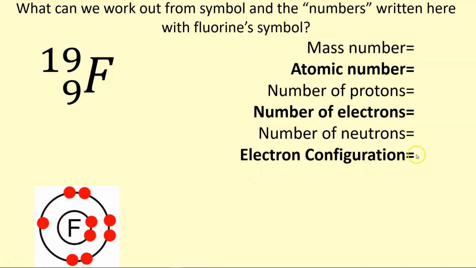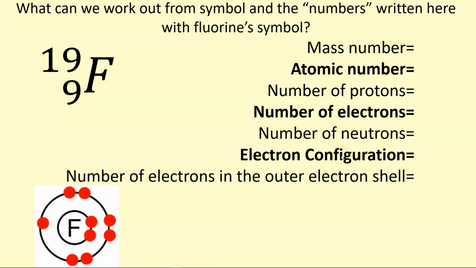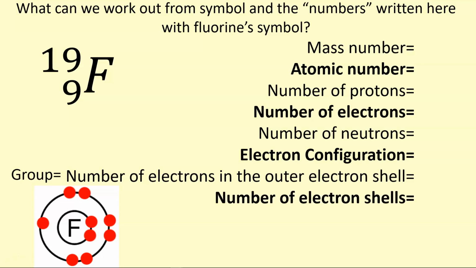Once we've got the electron configuration, we can work out how many electrons are in the outer shell and how many shells of electrons we've got. And if we know the number of electrons in the outer shell, we can work out what group it's in. And if we know the number of electron shells, we can work out what period it is in.